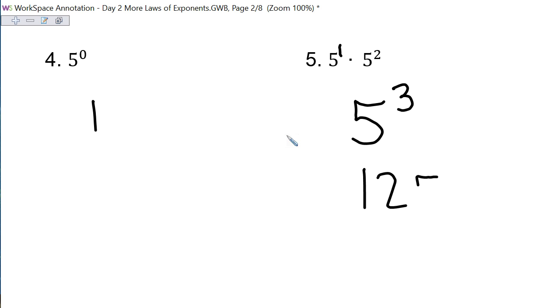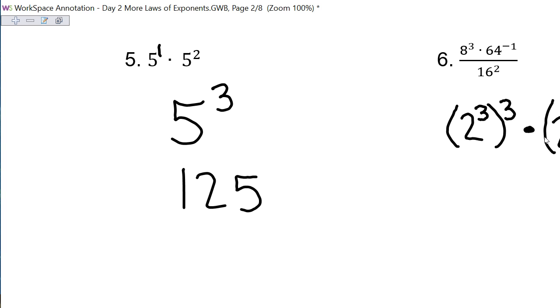So looking at our values, we have 8, 64, and 16. What would be the common base there? 2. So instead of 8, that would be 2 cubed. And then 8 is raised to the 3rd power. And instead of 64, that would be 2 to what power? 2 to the 6th power. And 64 is raised to the negative 1 power. And in the denominator, 16 would be 2 to what power? 2 to the 4th power.